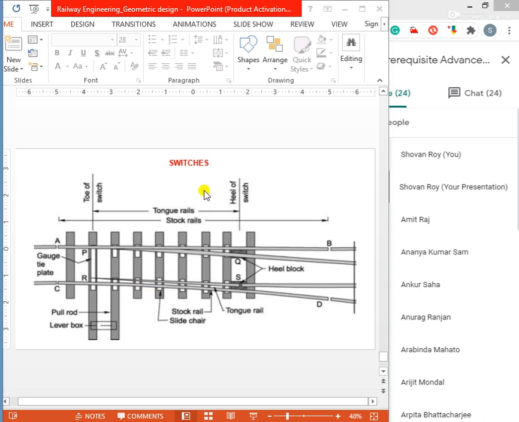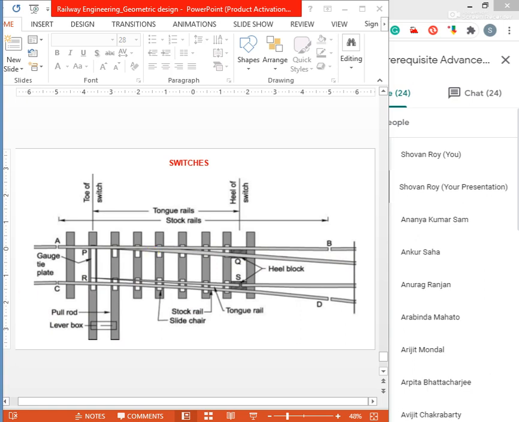So a pair of tongue rails PQ and RS, also known as the switches, made of medium manganese steel to withstand wear. The tongue rails are machined to a very thin section to obtain a snug fit with the stock rail. The tapered end of the tongue rail is called the toe, and the thicker end is called the heel. This is the toe, this is the heel. This portion is heel, this portion is toe.